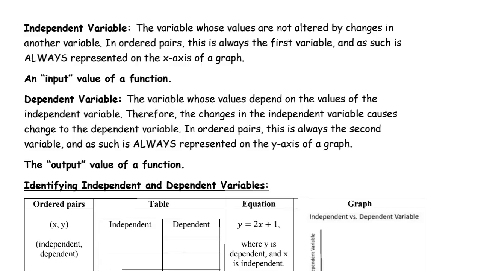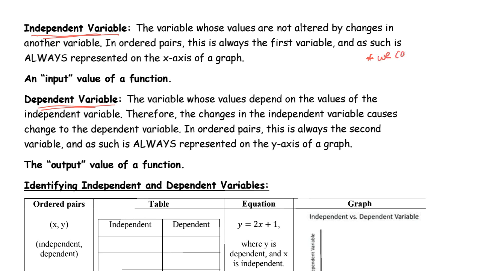Okay, now we're going to talk about a little bit more terminology here. I want to talk about the independent variable and the dependent variable. By this time we've already sort of pushed in that right direction. So, the variable whose values are not altered by changes in another variable. Okay, now I'm just going to put a little star here. That is not necessarily true the way that's stated here.